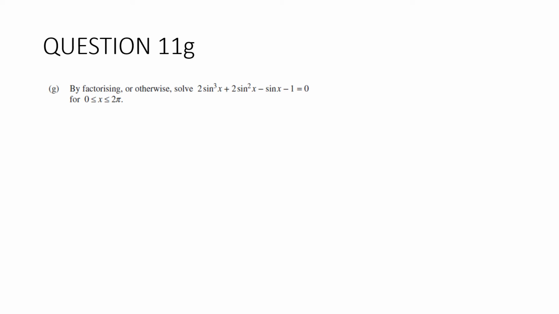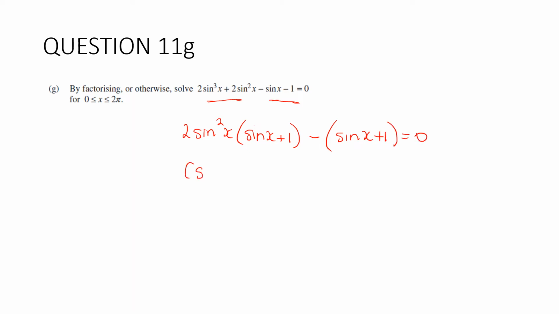And 11G. By factorising or otherwise, solve 2 sine cubed x plus 2 sine squared x minus sine x minus 1. Now, often when you've got these four terms, a really nice way to factorise is just to factorise the first two and then the next two. So let's see whether that will work. 2 sine squared x outside of sine x plus 1, take away sine x plus 1 equals 0. And bringing that factor out the front, sine x plus 1, that's a 1 there, and 2 sine squared x minus 1 is equal to 0.